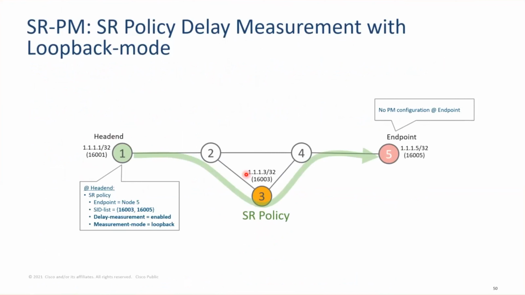Consider an example as the one displayed, where I have a segment routing policy that goes from node number 1 to node number 5 via node number 3. So the SR policy head end is node 1. We have a SID list. In this case, that is going to take me to the label or the prefix SID of node 3, and then the label and the prefix SID of node 5. We're going to enable delay measurement underneath the probe, and we're going to enable the so-called measurement mode loopback.